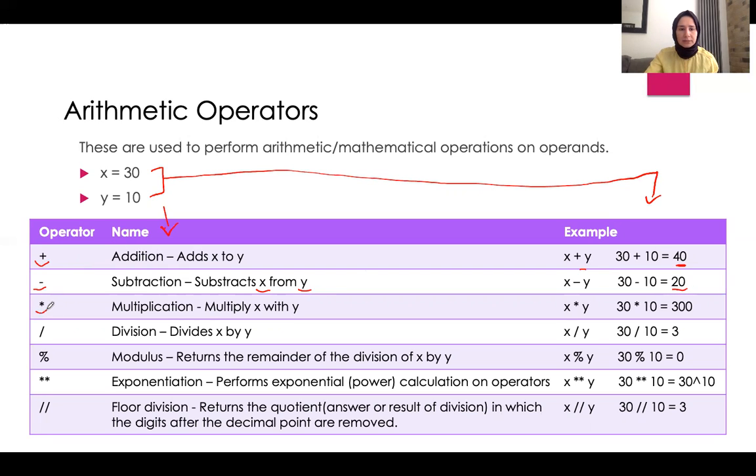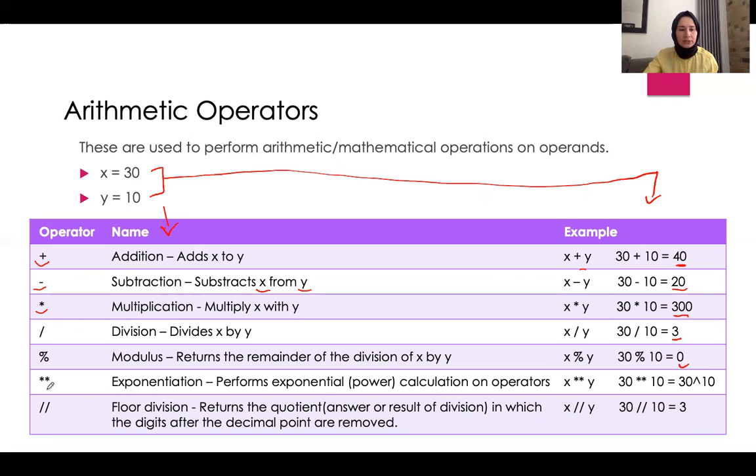And then we have multiplication. This multiplies x with y. X multiplied by y equals 300 when we consider this example here. Then we have a division. This divides x by y. X divided by y equals 3 on this example. Then we have the modulus, and basically this will be returning the remainder of the division of x by y. And x modulus y equals 0.